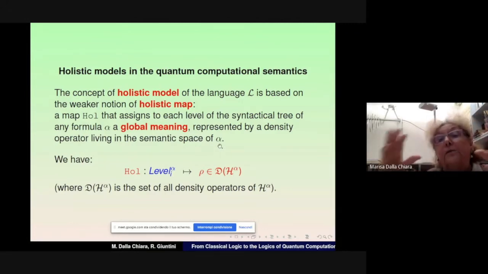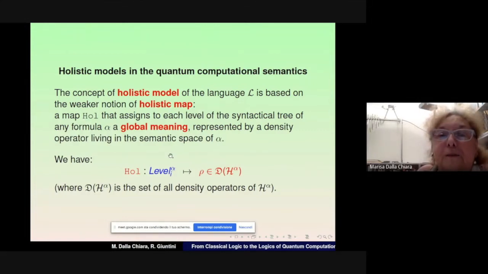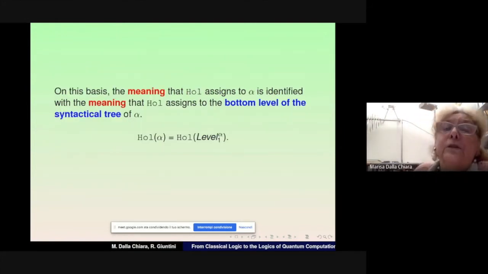In these semantics, meanings are density operators, because they represent possible states of quantum systems that can store the information in question. This has been mentioned by Roberto at the very beginning of his talk. So we can write in the following way: a holistic map assigns to each level I of the syntactical tree of alpha a density operator that lives in the semantic space of our formula alpha. And on this basis, the meaning that the holistic map Hol assigns to a formula alpha can be identified with the meaning that Hol assigns to the bottom level of the syntactical tree of alpha.